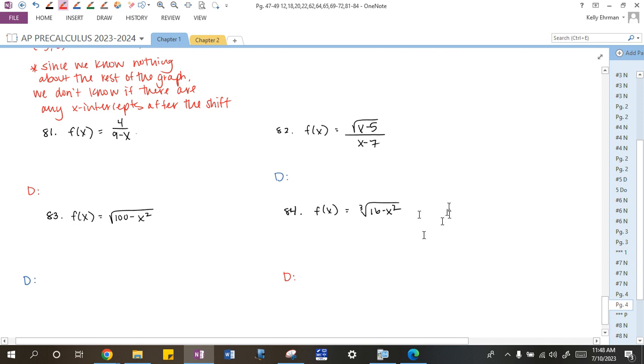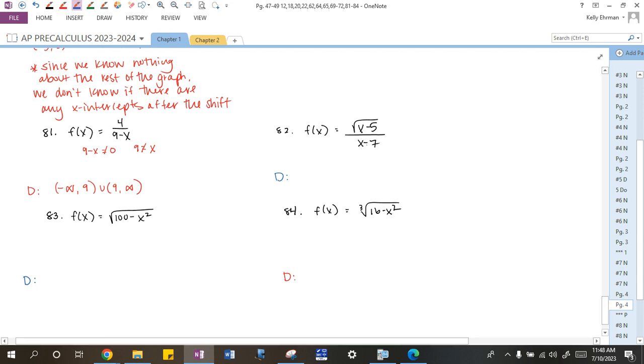F of x is rational, so the denominator can't equal 0. That means that x can't equal 9. So the domain is anything but 9. Negative infinity to 9, 9 to infinity.